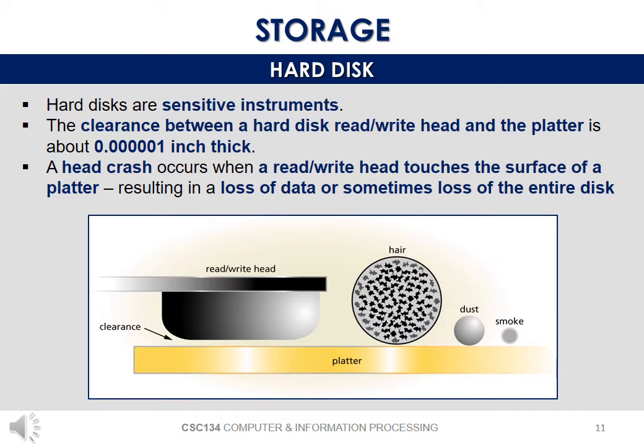Hard disks are sensitive instruments. The clearance between a hard disk read or write head and the platter is about 0.000001 inch thick. A head crash occurs when a read or write head touches the surface of a platter, resulting in a loss of data or sometimes loss of the entire disk.